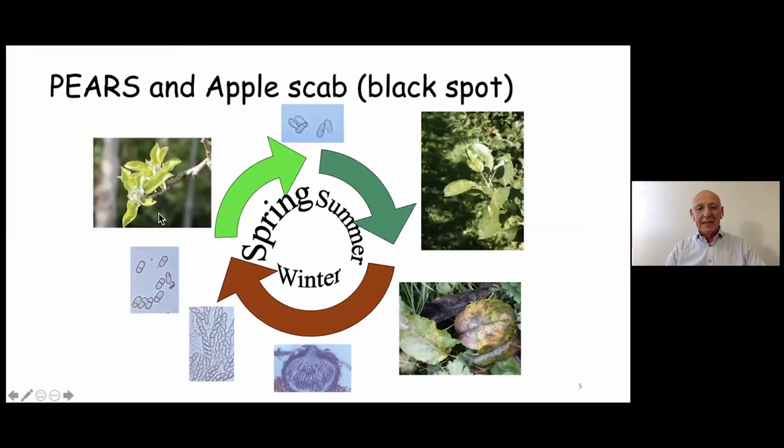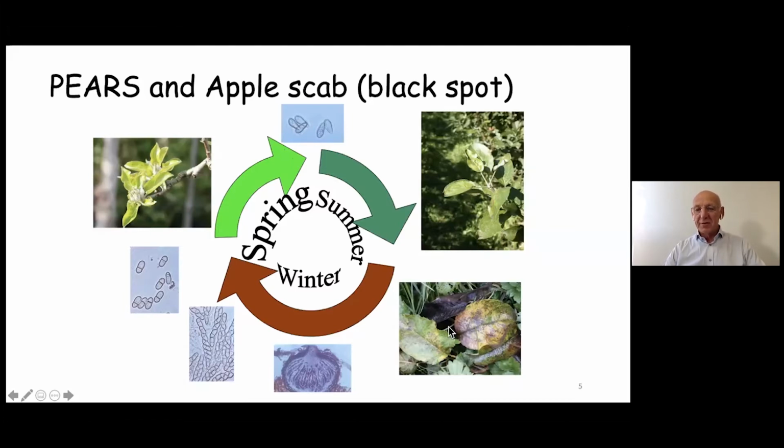The spores are released and we can have black spot. As soon as you have green parts on the trees, you can have an infection. If you have the leaves sending out spores, then you can have infection in the summer. In the summer, it affects your leaves again, and then it goes back to the leaves.